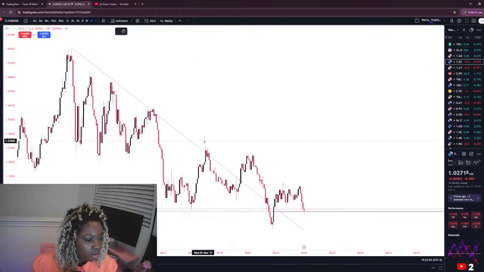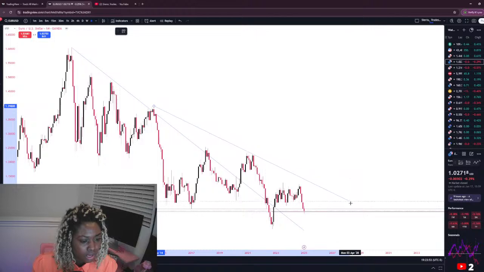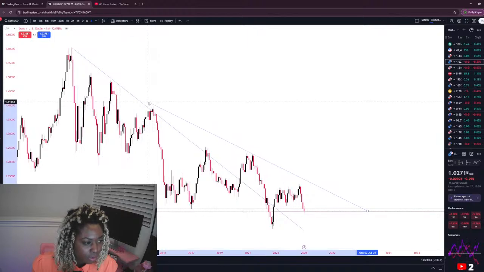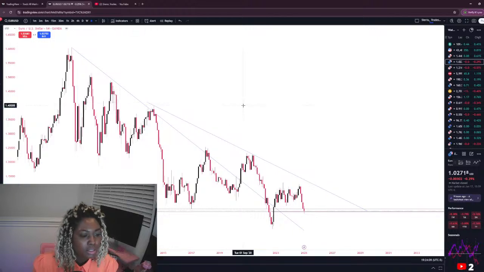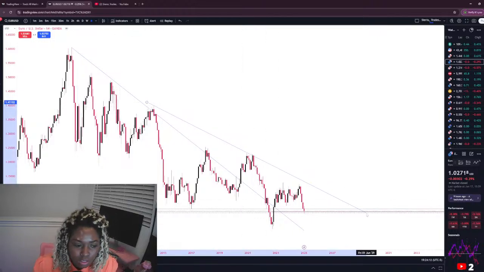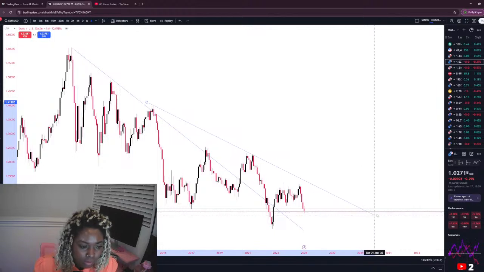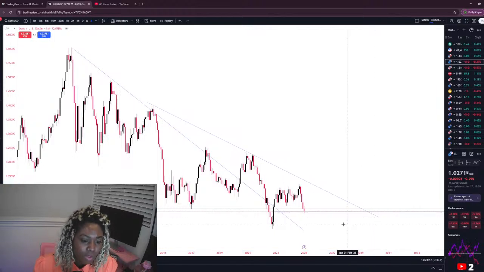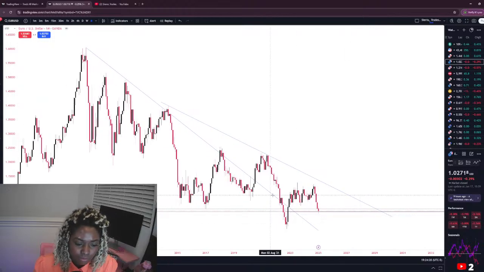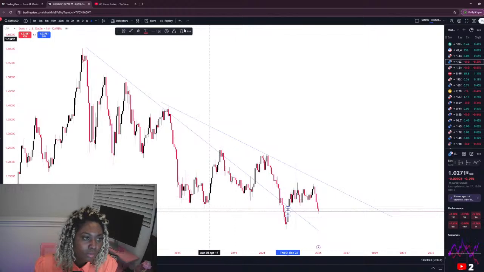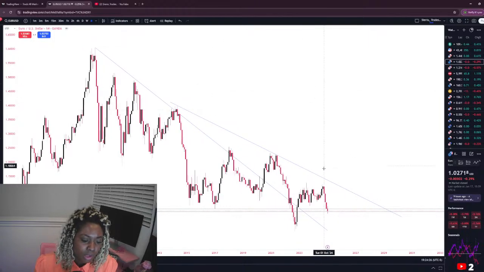Well, also, let me see. I like how this one looks. All right, so these are valid. Both of these trend lines are valid. As long as you have two rejections, then it's considered a trend line. All right. I'm going to keep these trend lines. I'm going to keep these.